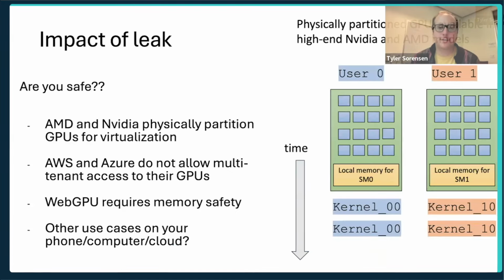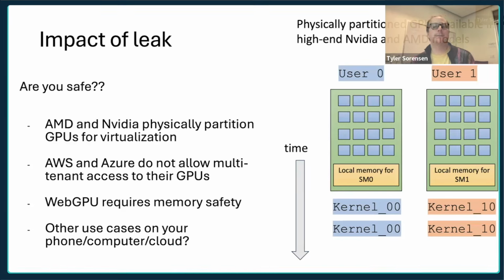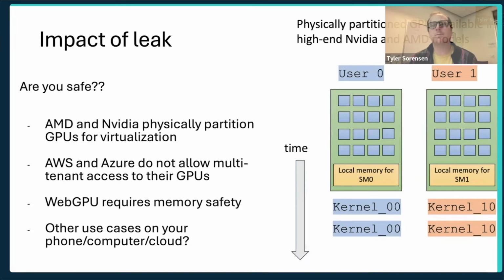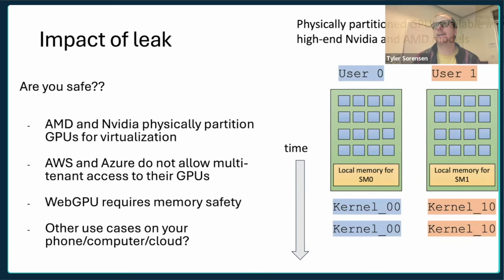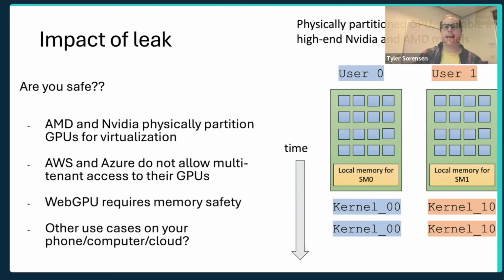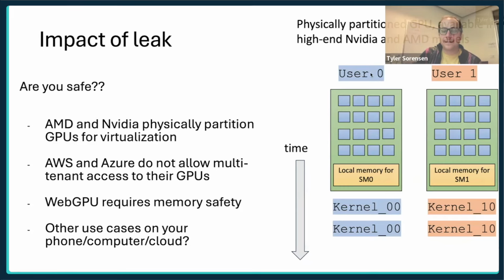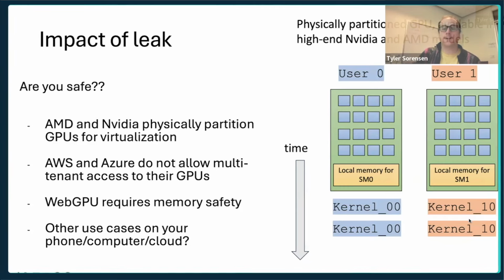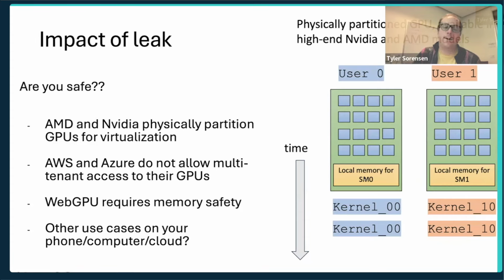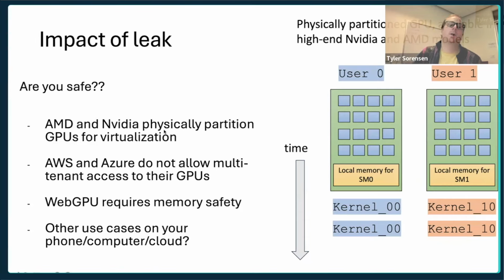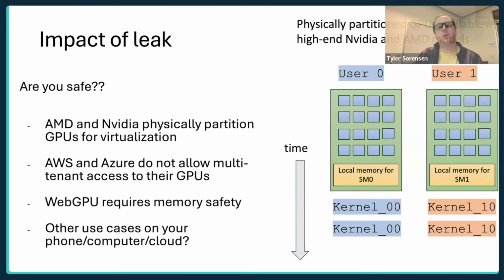Let's talk a little bit about the impact of the leak, as there have already been some questions on that. So, are you safe? In the high-end systems, AMD and NVIDIA physically partition the GPUs for virtualization. This isn't widely deployed yet, but this is like vGPU for NVIDIA. AMD calls it MxGPU or something like that. What they do is give you this more traditional multiprocessing where one process owns one SM and another one owns another SM. At that point, they don't have access to each other's local memory. So for those high-end virtualizations, this problem goes away.